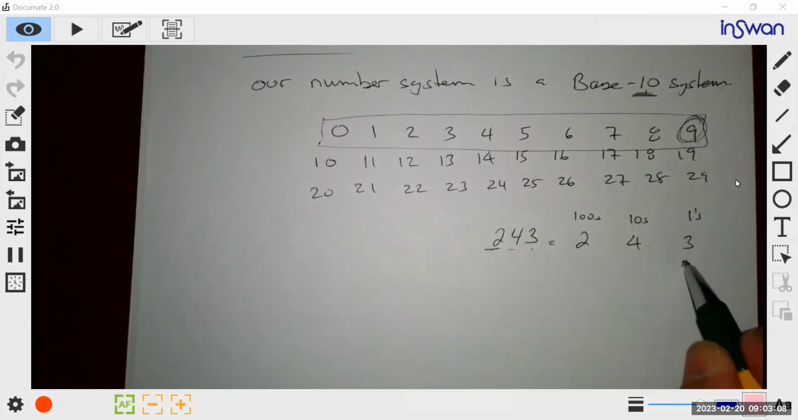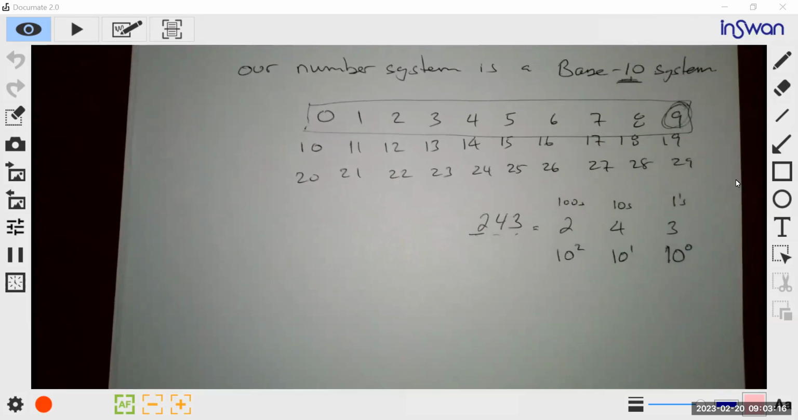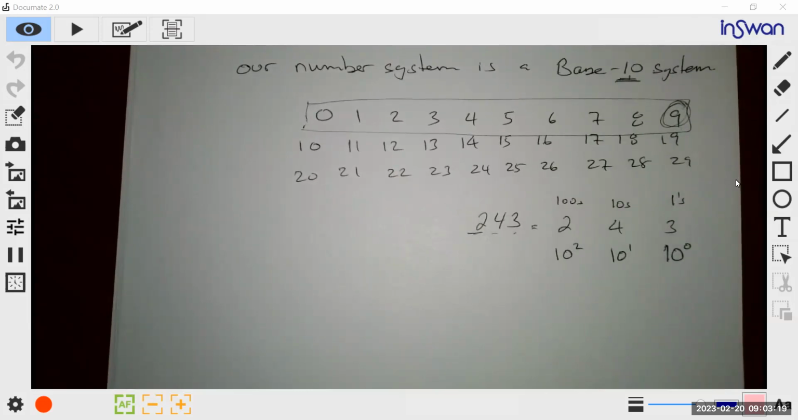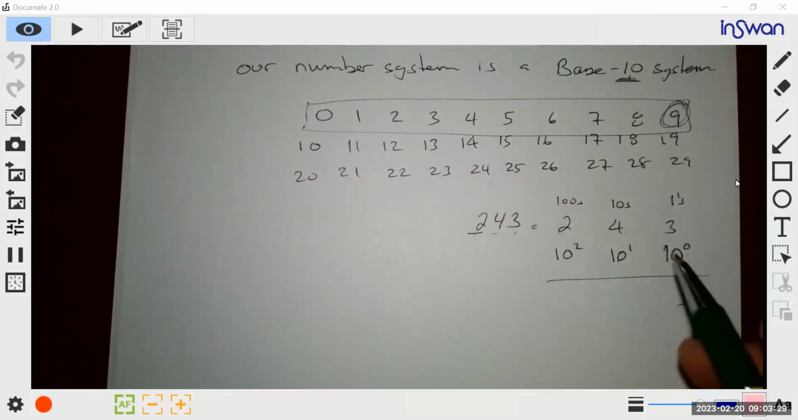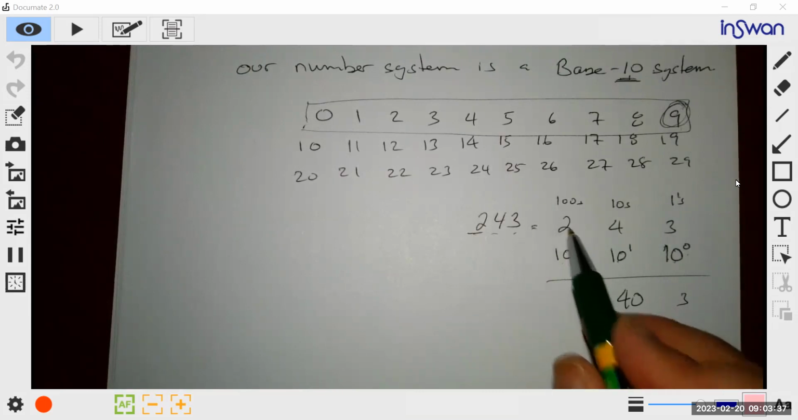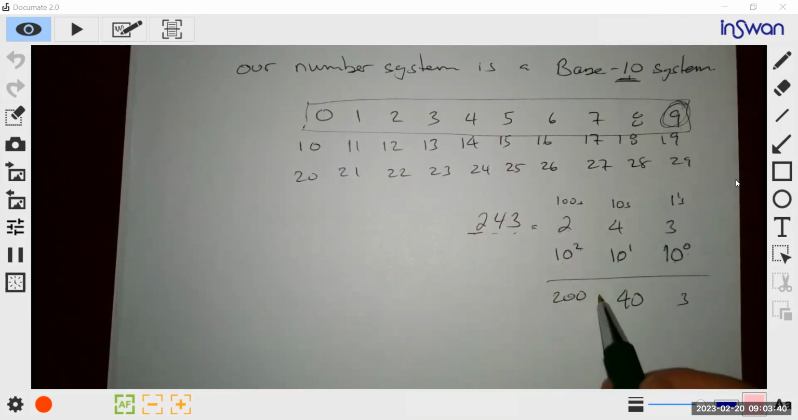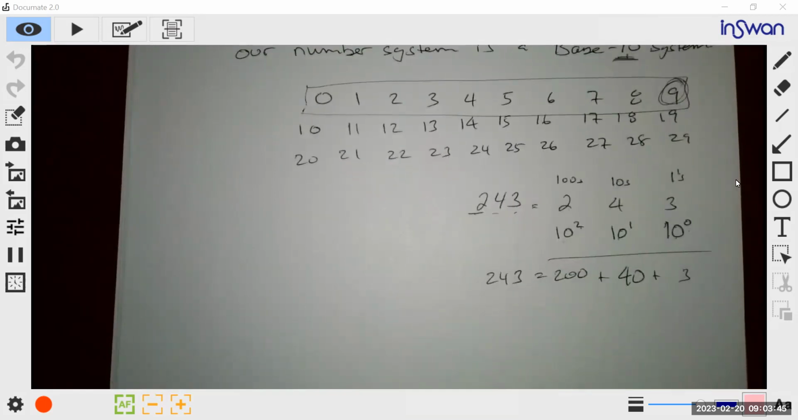Since it's a base 10, this is 10 to the 0, 10 to the first, 10 to the second. Anything to the 0 power is 1. So this is 1 times 3, makes it a 3. 10 to the first is 10. 10 times 4 is 40. 10 squared is 100. 100 times 2 is 200. If you add up all these 3, you get 243. That's where the numbers come from.